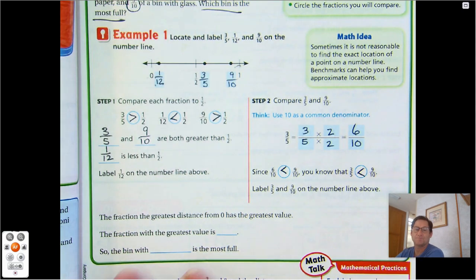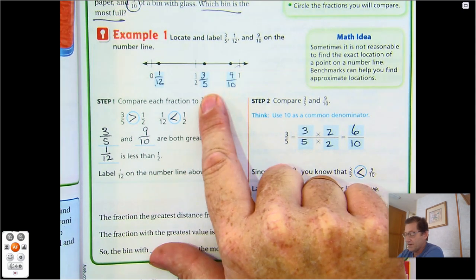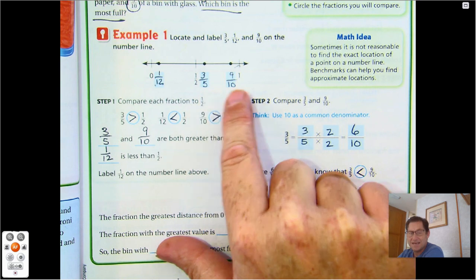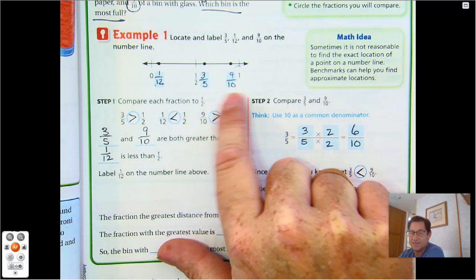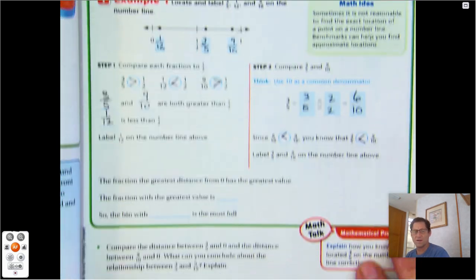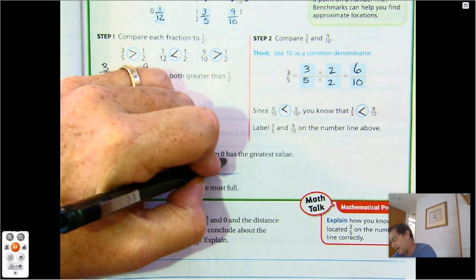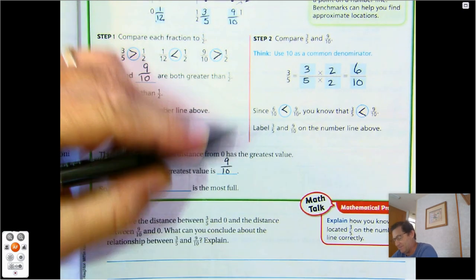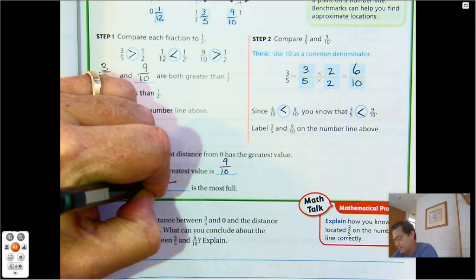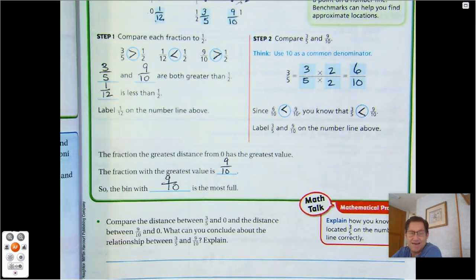Okay. We know that 3/5 is less than 9/10. So it has to be in this order. So the fraction with the greatest distance from 0 has the greatest value. The fraction with the greatest value is 9/10. So the bin with 9/10 is the most full. All right.